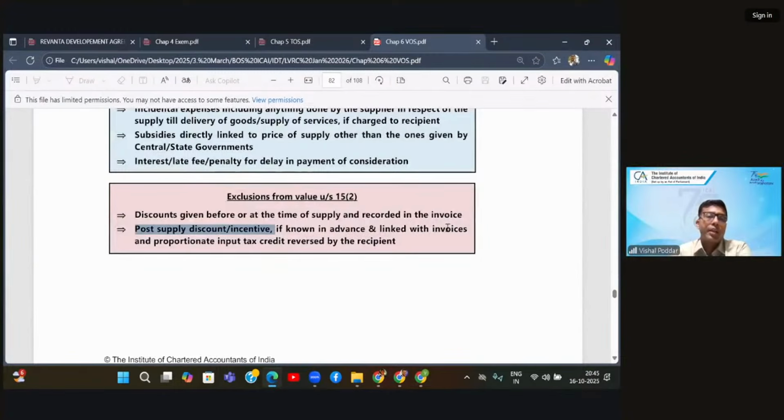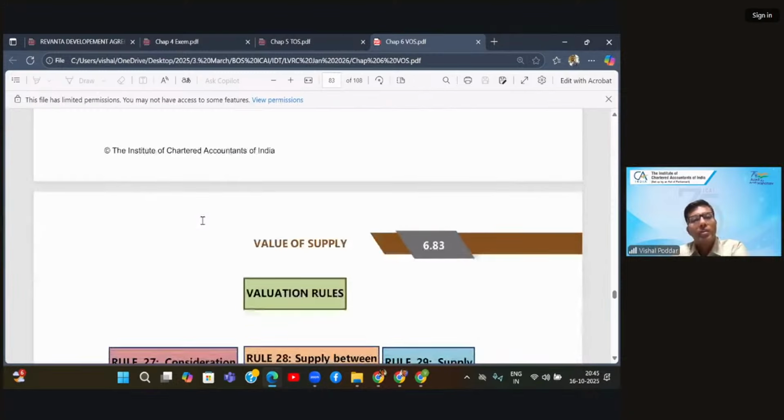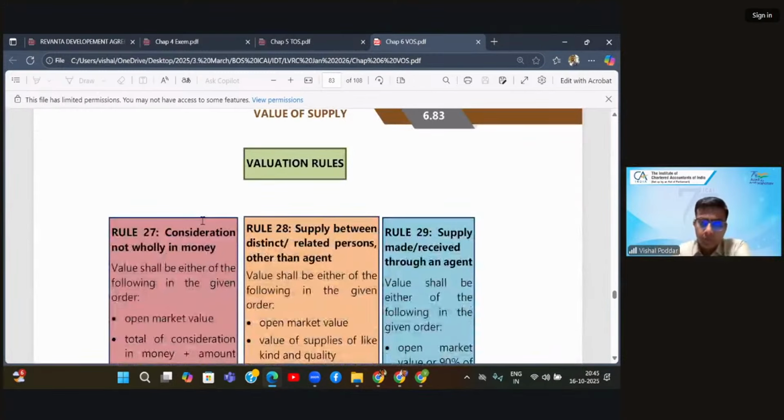Second, there has to be a document to identify this, which is the credit note. And third, the recipient should proportionately reverse the ITC. Since the supplier is reducing the GST liability, the recipient should reverse it.